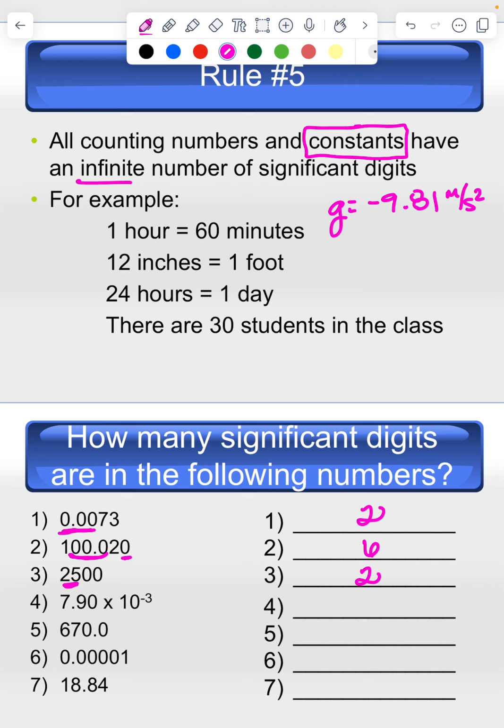And then for this one, remember scientific notation. We'll get into that a little bit more later. But for this one, we only look at the coefficient. So we have a 0 at the end with a decimal.